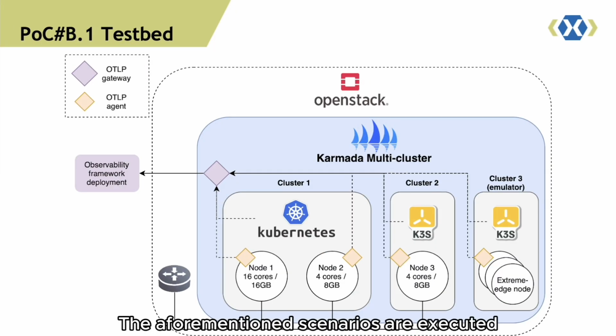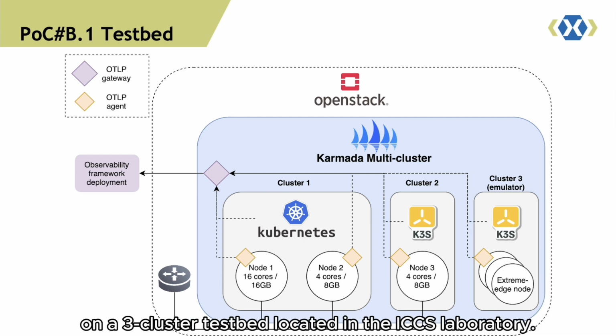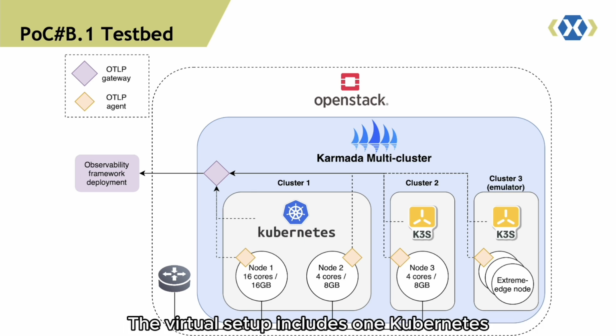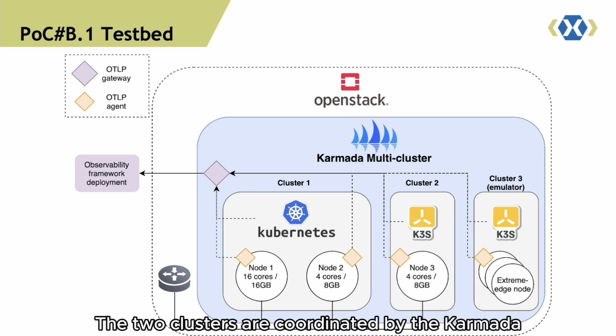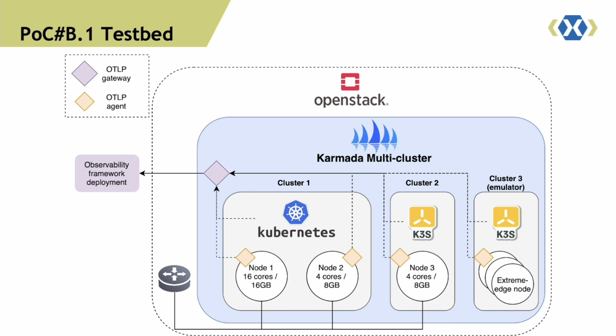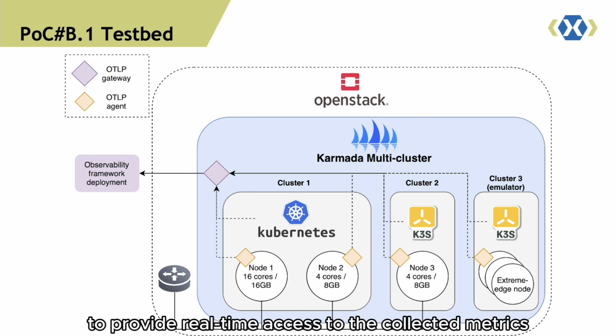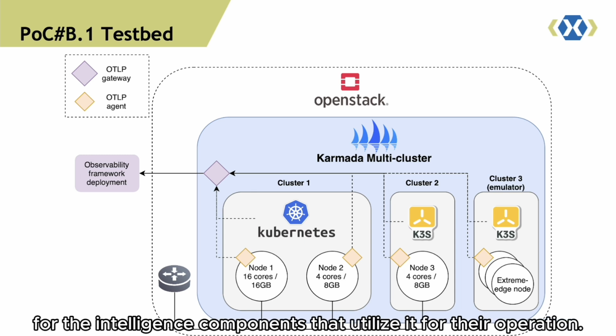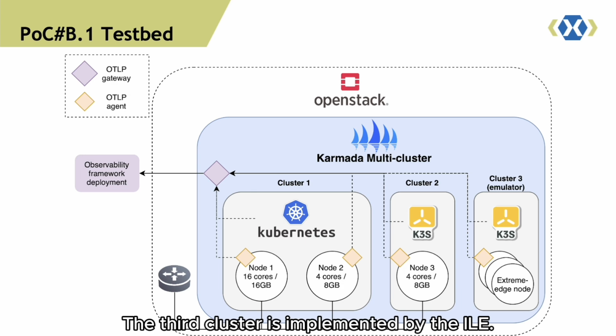The aforementioned scenarios are executed on a 3-cluster testbed located in the ICCS laboratory. The virtual setup includes one Kubernetes cluster with sufficient resources and one K3s cluster with lower resources. The two clusters are coordinated by the Karmada Multi-Cluster Manager for enabling multi-cluster deployments. An observability server has been deployed to provide real-time access to the collected metrics for the intelligence components that utilize it for their operation. The third cluster is implemented by the ILE.